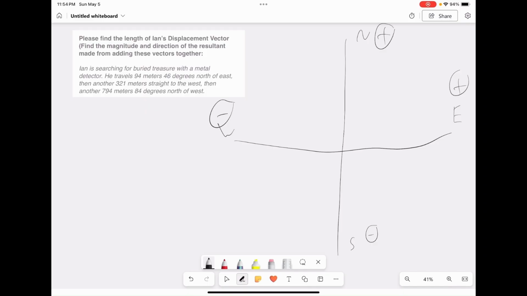Now we are adding 3 vectors. I'm going to do this in 3 colors. So the first one, he's going 94 meters, 46 degrees north of east. So, okay, that means we've got a vector like this. This angle is 46 degrees, and this length is 94 meters. I'm going to name this vector 1.